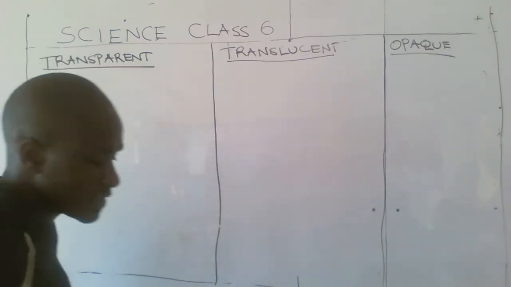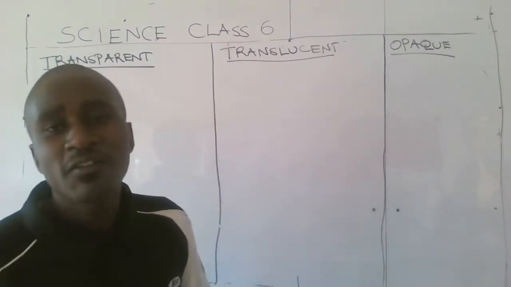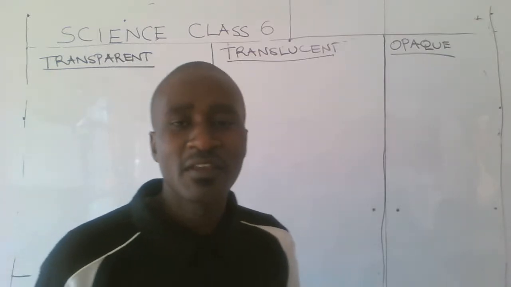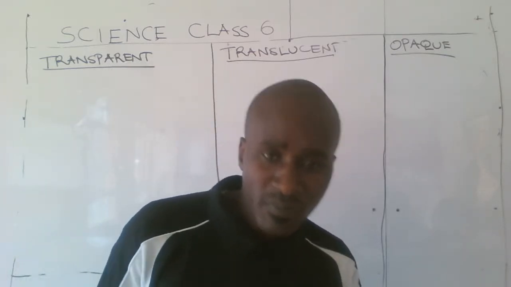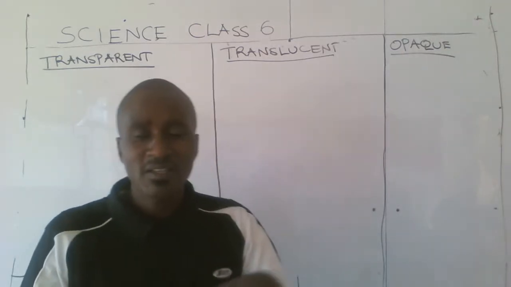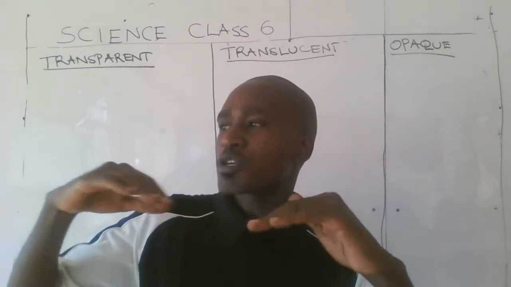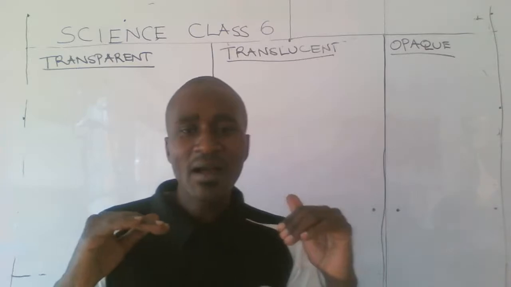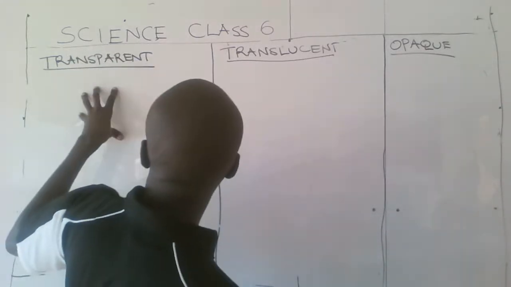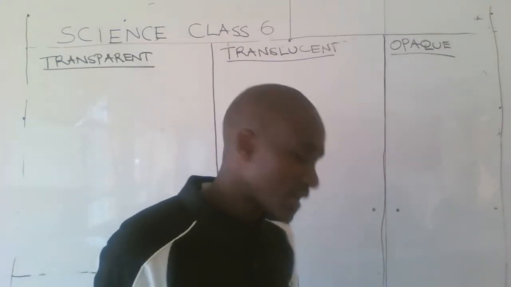What is a transparent material? Let us check the word transparent. When we talk of the word transparency, it means you are clear. So when people tell you we want transparency and accountability, it means whatever is done there should be clear without any doubt. Now we are going to learn about what this transparent material is when it interacts with light.